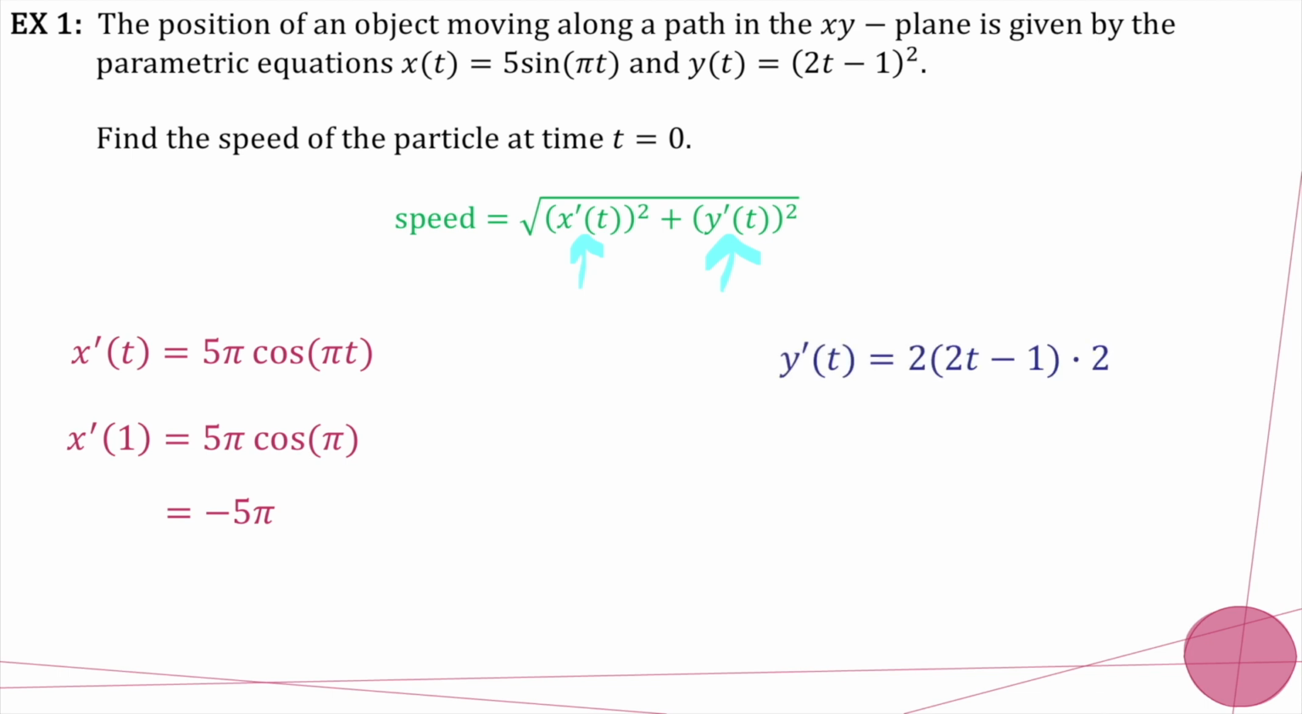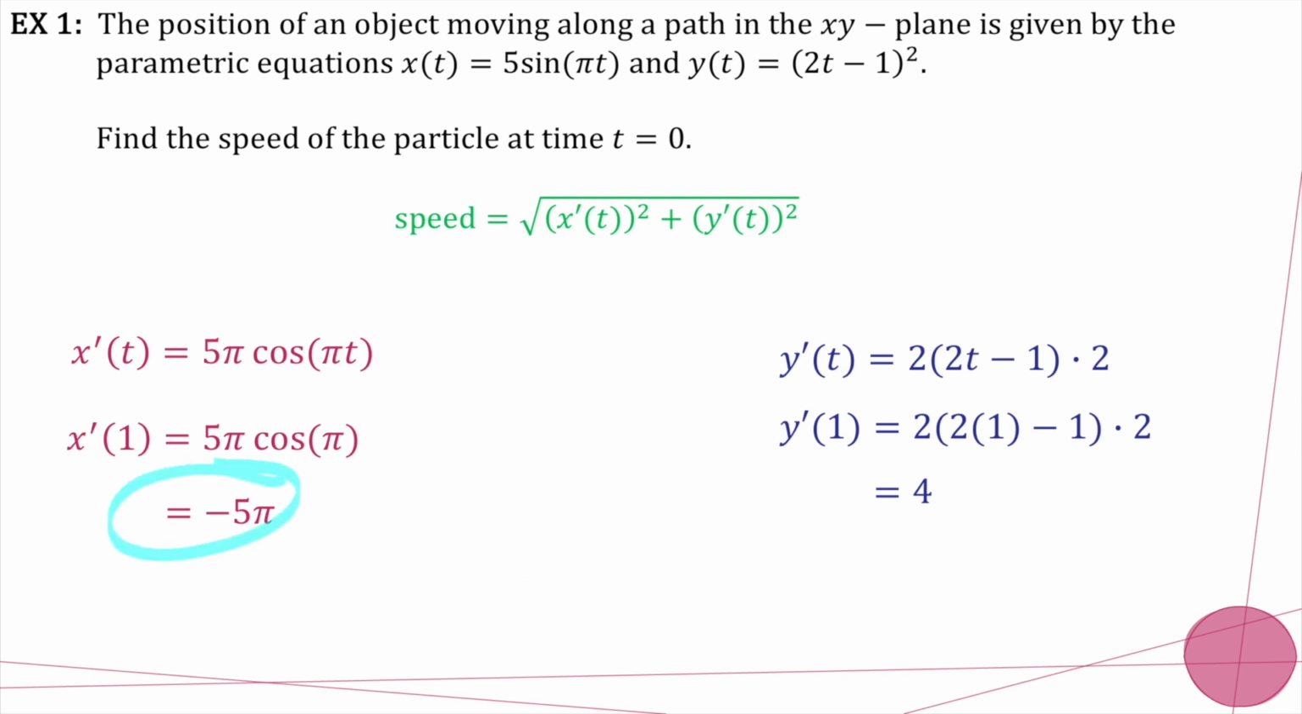For the y component, we have a derivative of 2 times (2t minus 1) times 2. That's the chain rule again. And if we plug in 1 to that, we have 4. So we have the derivative of the x component and the derivative of the y component. Under a square root sign, we can square the derivative of x, square the derivative of y, and add them together.